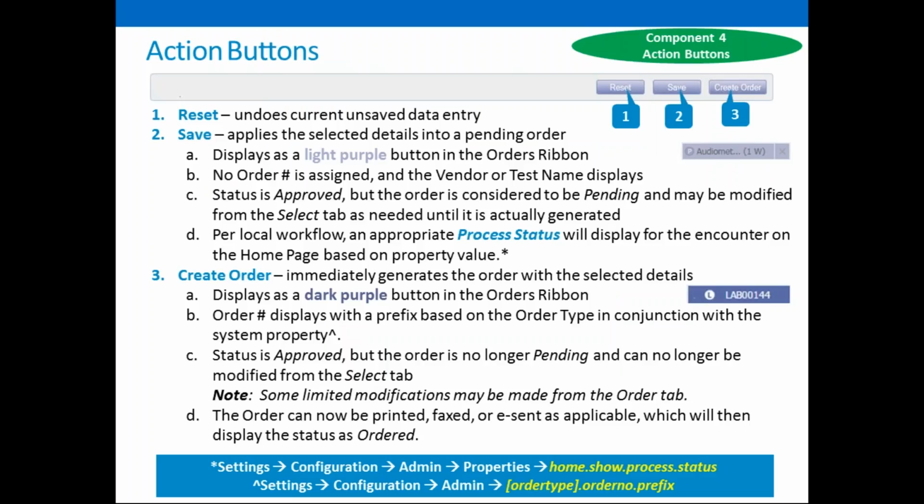The reset button simply undoes any unsaved data entry. From the moment you loaded the screen, anything you've been doing that you haven't saved, if you decide you want to undo it, you hit reset. And it restores it to what it was like when you loaded it initially. Save and create order are your workflow options.